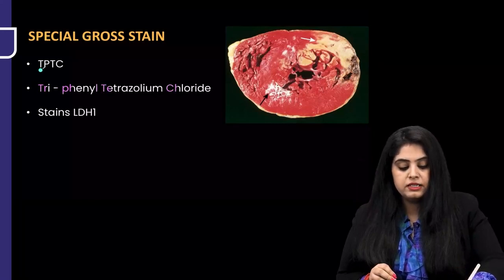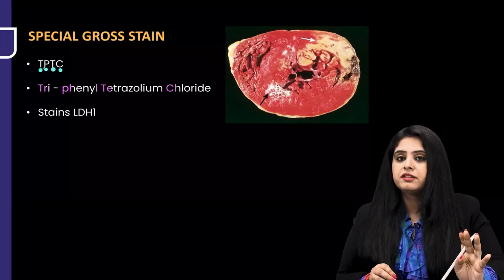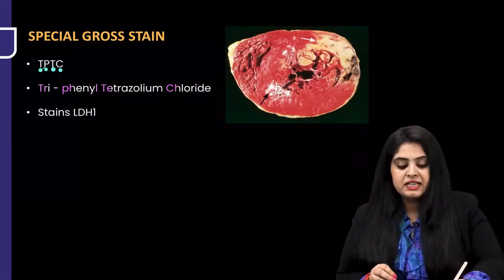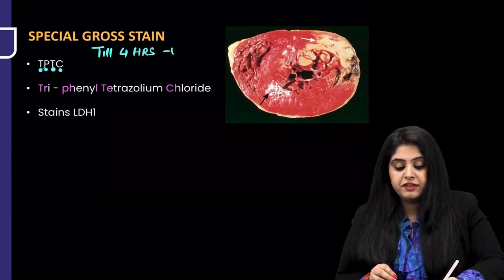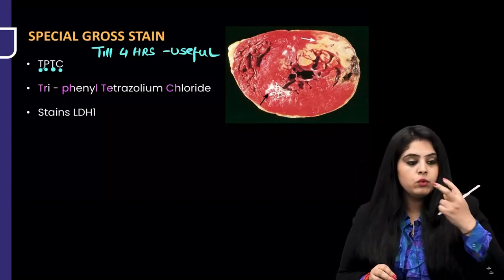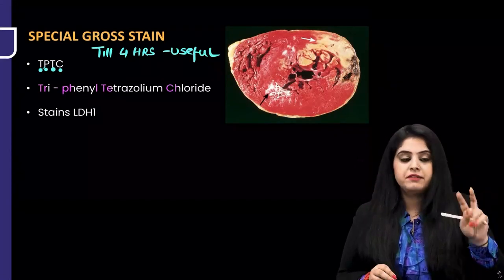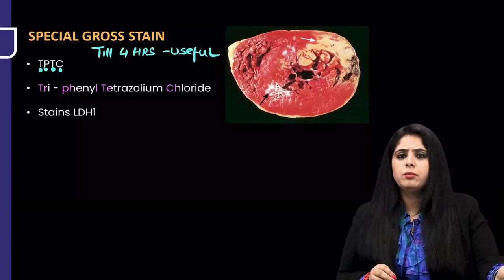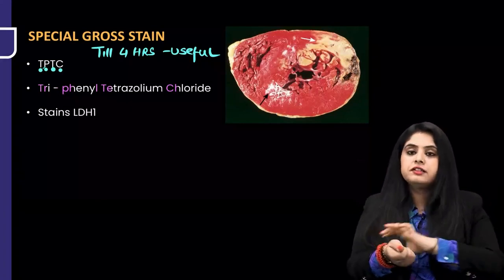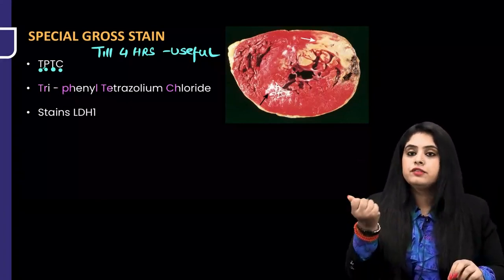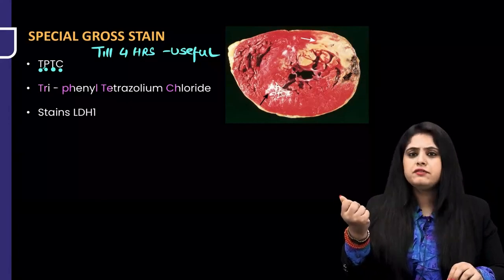Why did I call it TPTC? 4 alphabets. So 4 hours tak, till 4 hours, this is very, very useful. You know why? Because till 4 hours, with my own two eyes, I can't see anything. I'll see, oh, the heart is looking normal. So, for example, if this is the heart, let's consider this fist of mine as the heart. If the patient is dead within 4 hours, I'll say the heart is looking totally normal.